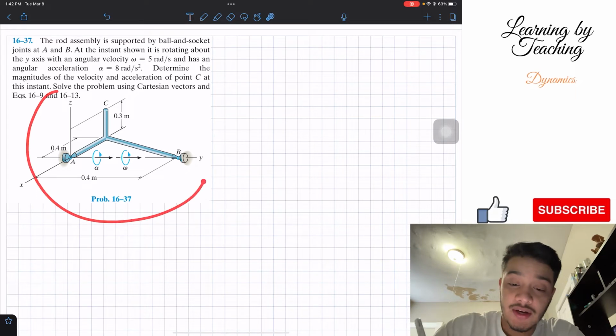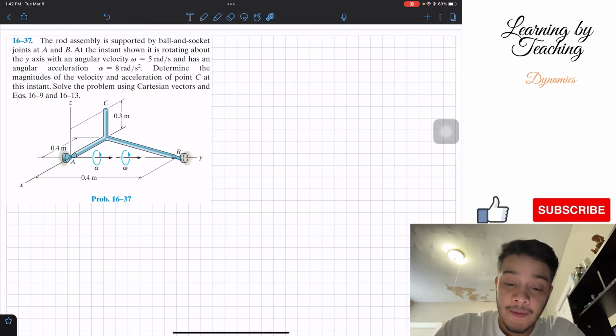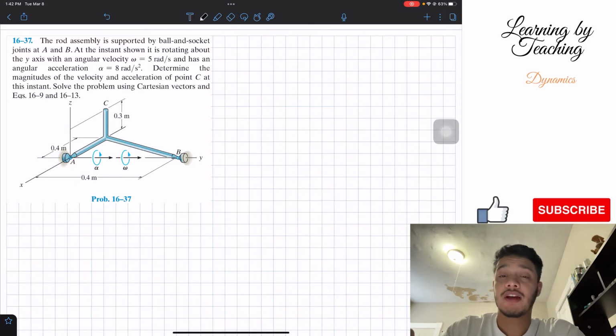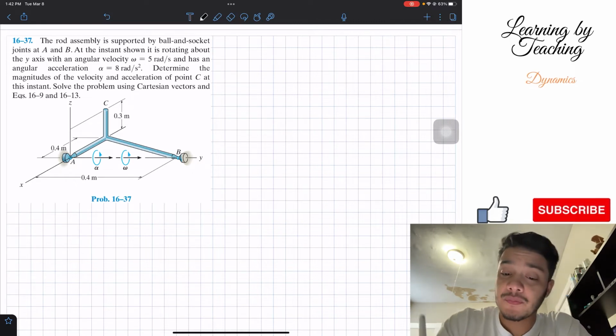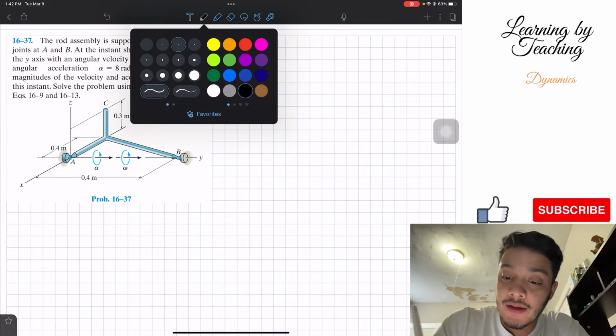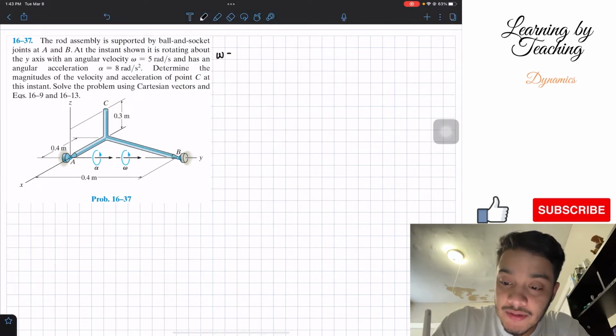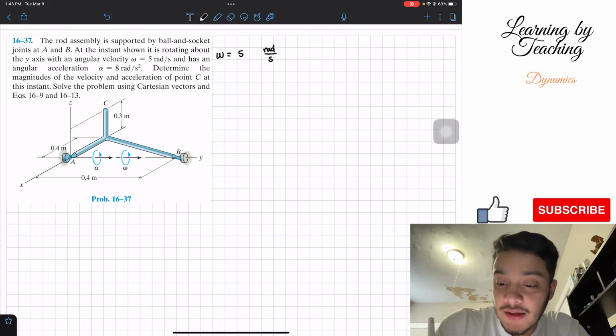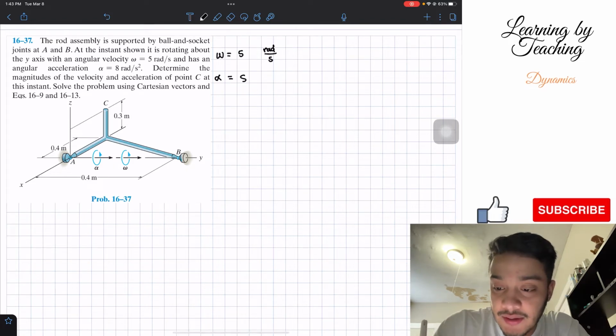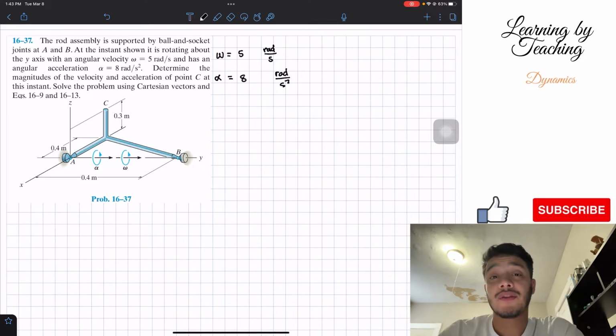Okay, so what we're seeing here is basically this rod assembly that they're describing, and it has an angular velocity in this j direction, right? And we want to know what's the velocity and acceleration of this point, okay? So the first thing I like to do in these problems, like always, is write out my givens. I'm given the angular velocity, omega, equal to 5 radians per second. Alpha is equal to 8 radians per second squared. Okay, so these are the only two things that I'm given.